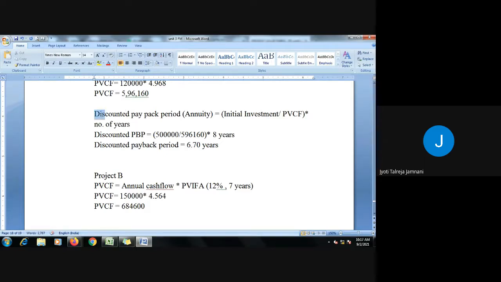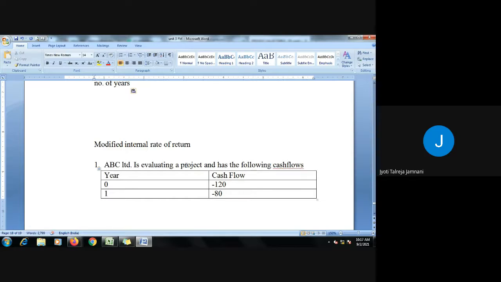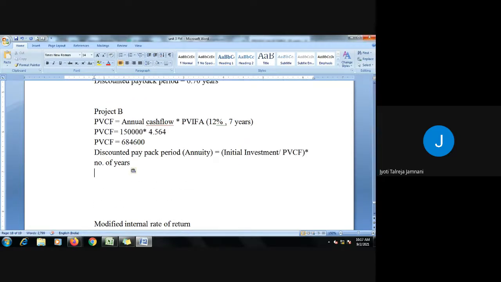So the formula is: discounted payback period, for an annuity, is equal to initial investment divided by present value of cash flows, into number of years.